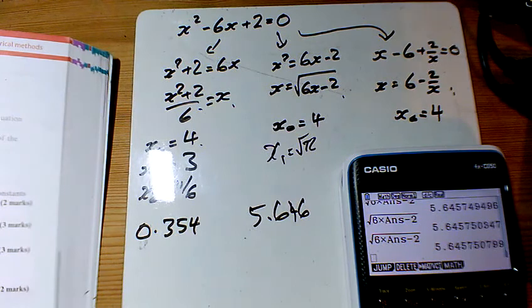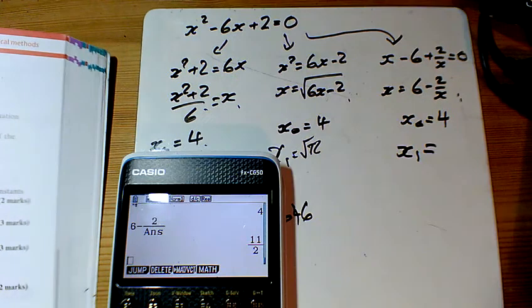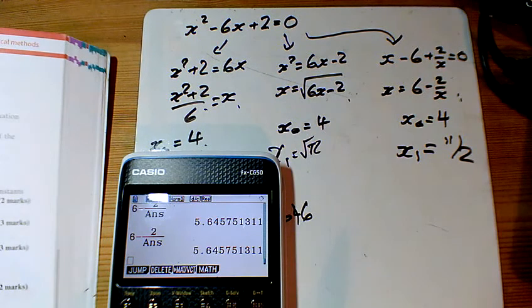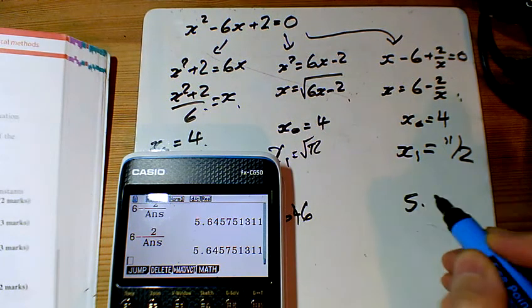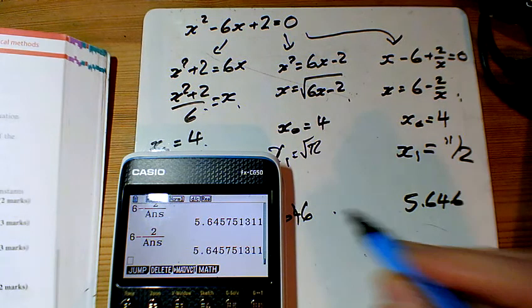I'll do the third one as well in the same way. I've got 11 over 2 there. And if I keep going, that one goes to 5.646, same one as that one there.